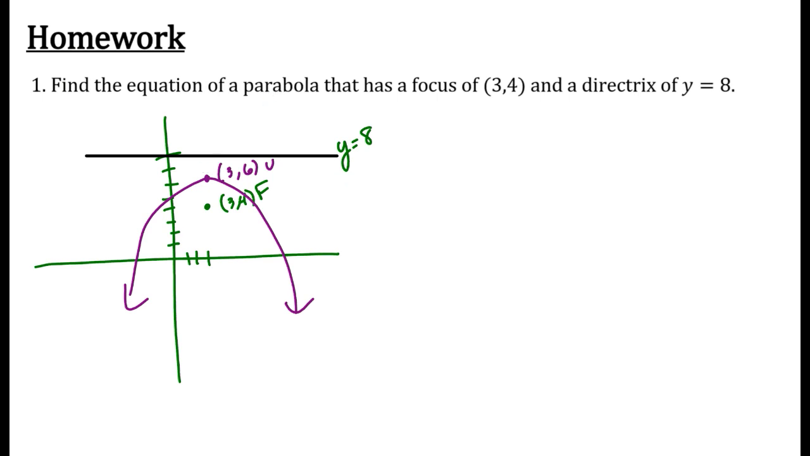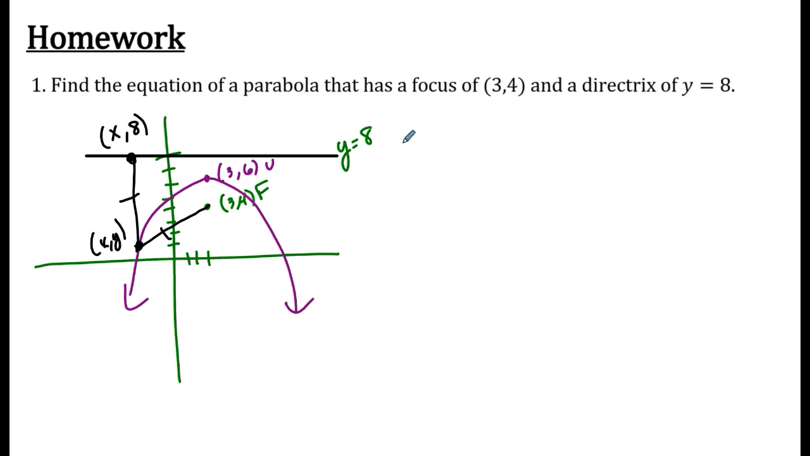Now remember, you've got two ways about going about these problems. You can pick your favorite point, call it (x, y), and say the distance from the focus to the parabola is the same as the distance from the parabola to the directrix. So we've got (3, 4), and (x, y) is always the parabola. I know that y value is 8. I don't know the x value, though.